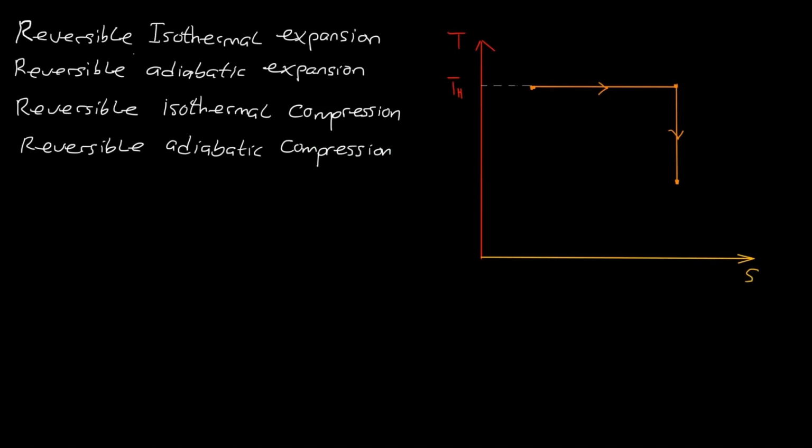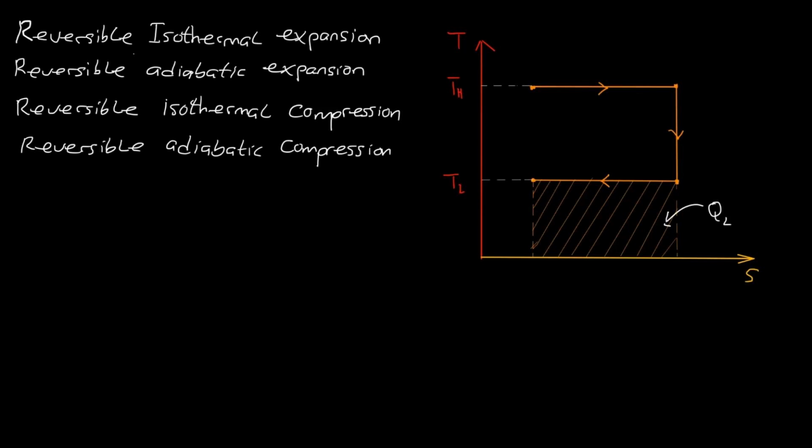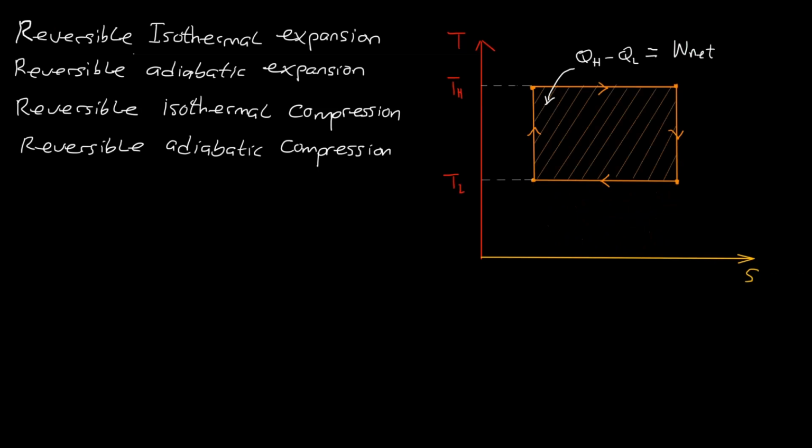Next is the reversible isothermal compression, which we represent as a horizontal line. During this process, a quantity of heat, QL, is rejected to the low temperature reservoir at temperature TL. Finally, we have the reversible adiabatic compression, which is also isentropic. The shaded region represents the net work transferred to the system during the cycle, QH minus QL, which is equal to the net work output from the system.